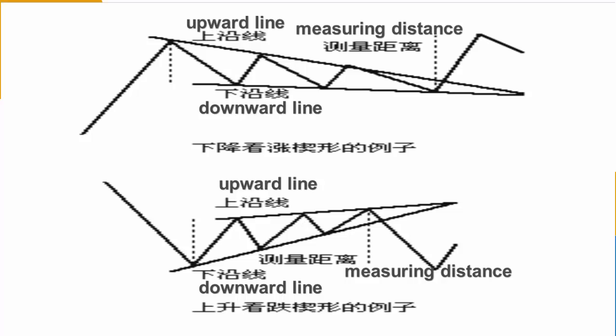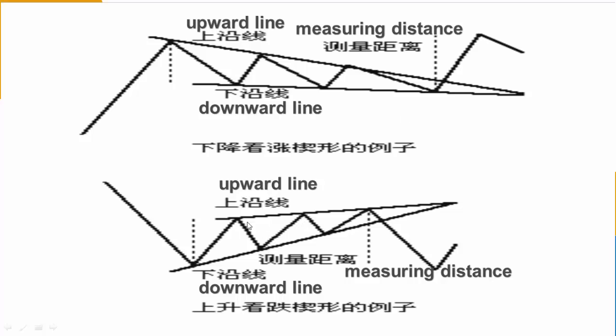So we can see the next one. This is the upward line. Then this is the downward line. Then we can measure the distance, okay? So the distance is the same. Then we can see here, this is the wedge pattern, the descending pattern, okay? So how to calculate the target price? We can see here, this is the point, right? Then we can measure the distance. So this is the target price.